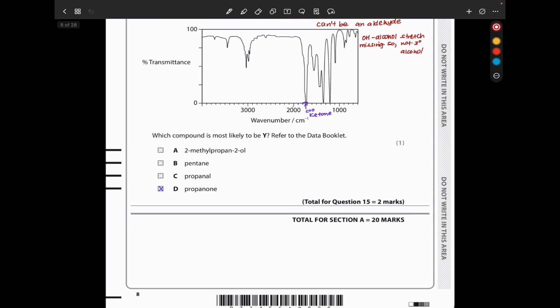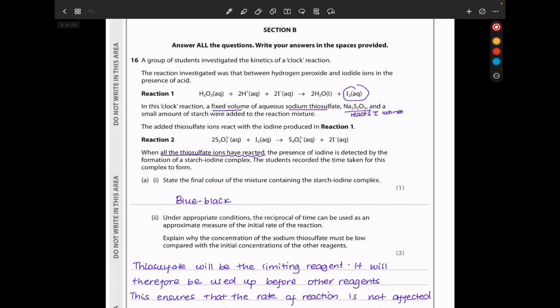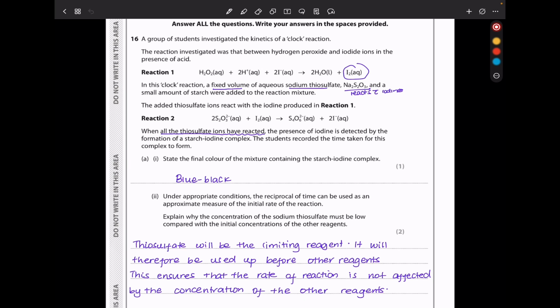So this brings us to the end of section A. Let's continue to section B. In question 16, a group of students investigated the kinetics of a clock reaction. The reaction investigated was that between hydrogen peroxide and iodide ions in the presence of acid. So you see the first reaction is given here. And in this clock reaction, a fixed volume of aqueous sodium thiosulfate and a small amount of starch were added to the reaction mixture. The added thiosulfate ions react with the iodine, which is produced in reaction 1.